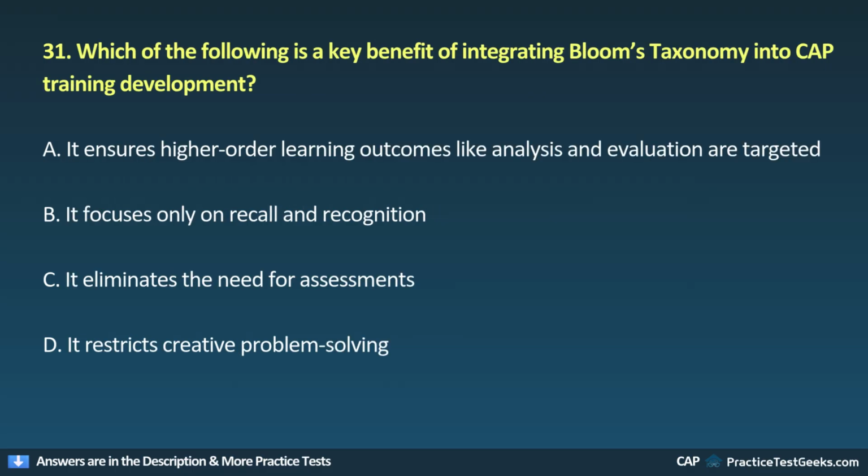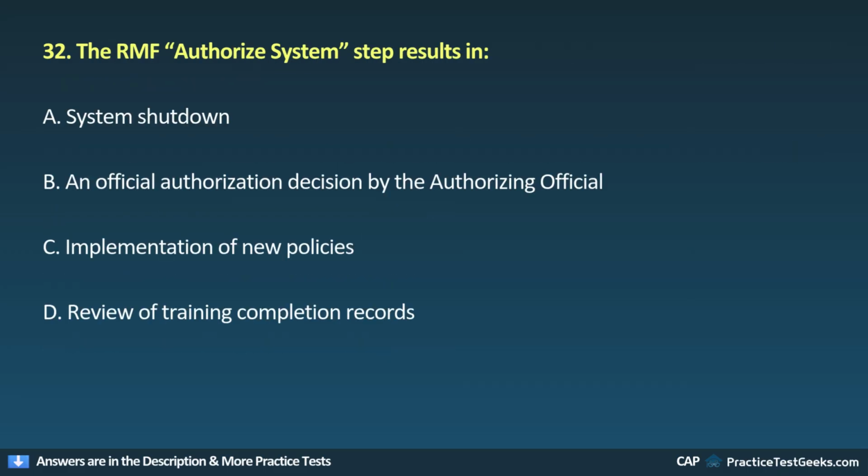31. Which of the following is a key benefit of integrating Bloom's taxonomy into CAP training development? A. It ensures higher-order learning outcomes like analysis and evaluation are targeted. B. It focuses only on recall and recognition. C. It eliminates the need for assessments. D. It restricts creative problem solving.